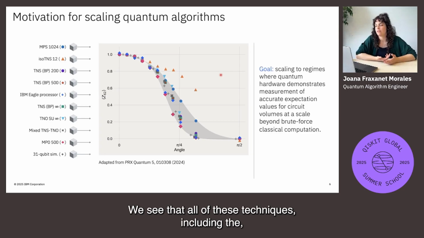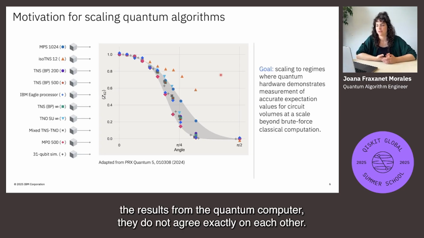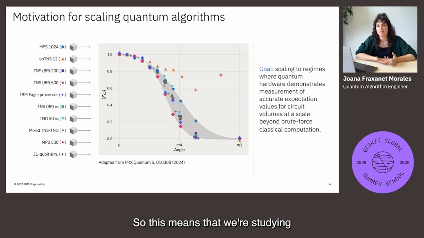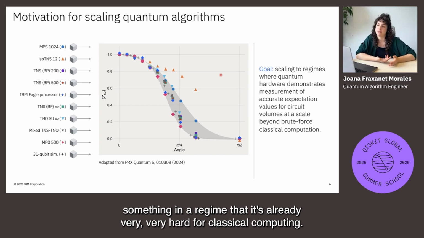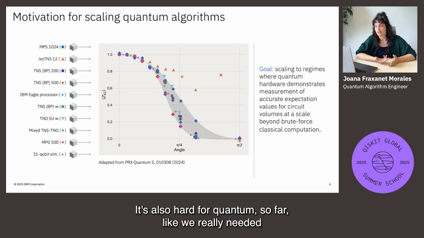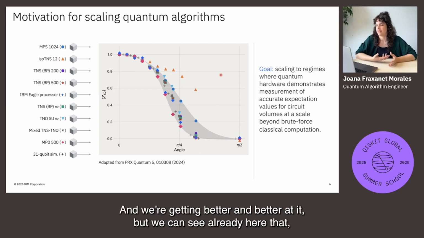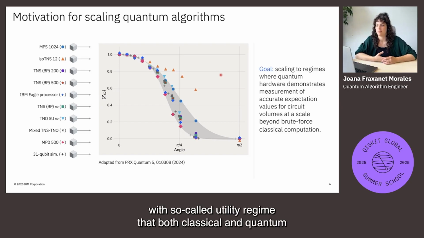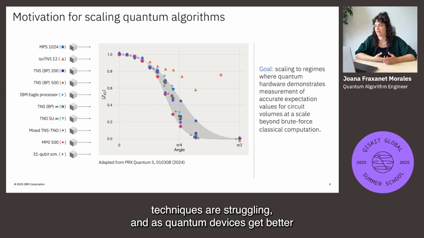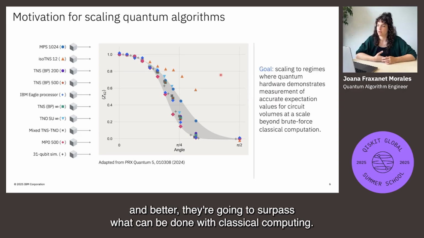We see that all of these techniques, including the results from the quantum computer, do not agree exactly with each other. So this means that we're studying something in a regime that is already very, very hard for classical computing. It's also hard for quantum so far. We really needed to find a problem that can be solved, and we're getting better and better at it. But we can see already here that we're in the so-called utility regime, in which both classical and quantum techniques are struggling. And as quantum devices get better and better, they're going to surpass what can be done with classical computing.